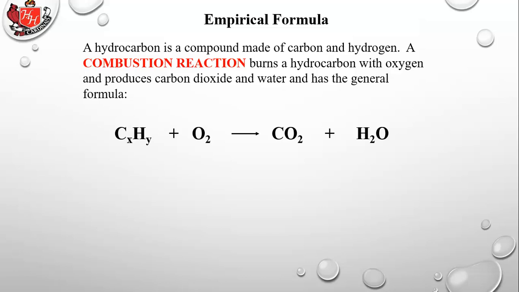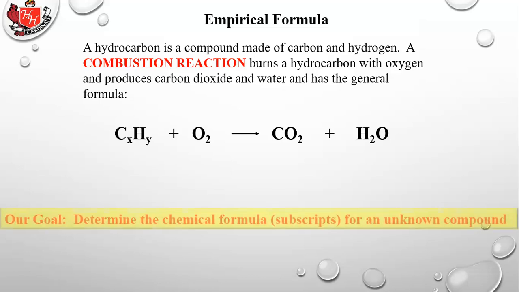But this is what a combustion reaction looks like. It takes a hydrocarbon, it burns it in oxygen. Basically, you light a match to it and it starts to burn. So combustion means to burn. And all combustion reactions produce carbon dioxide and water. So let's see how we use empirical formulas to figure out what the subscripts x and y are for that hydrocarbon. So our goal is to determine the chemical formula of the subscripts for an unknown compound, in this case the hydrocarbon, the CH compound.